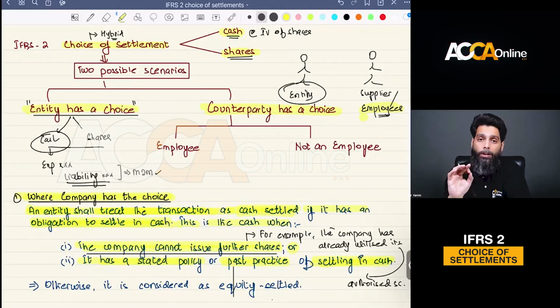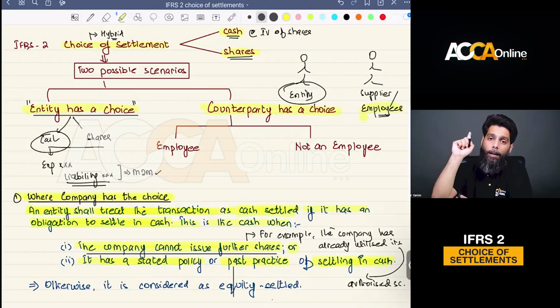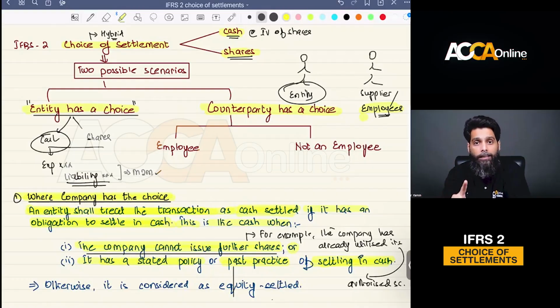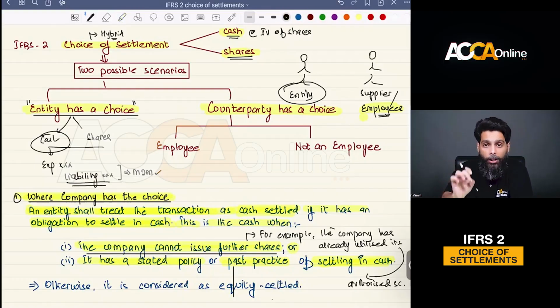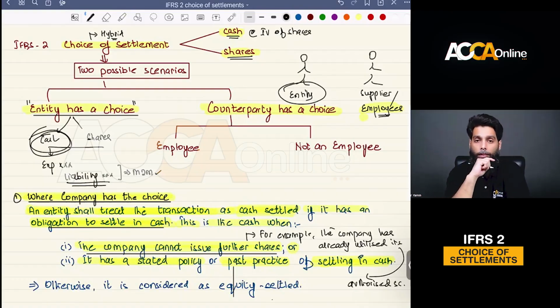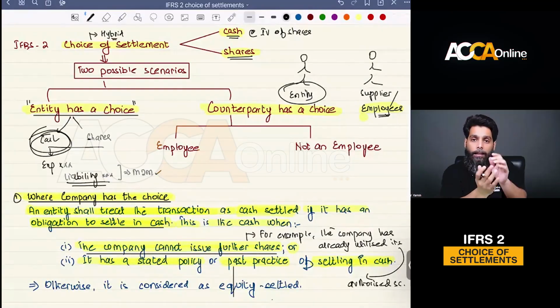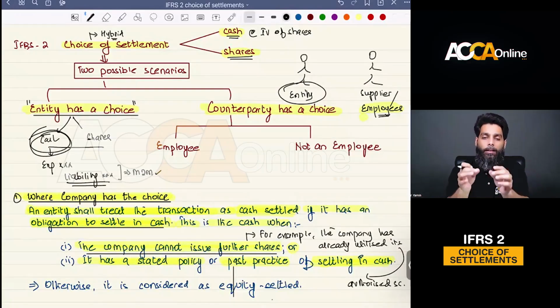IFRS 2 wants the accountant to look out for scenarios: can the entity issue further shares? Has the entity in the past always settled these types of transactions in the form of cash? If that is the scenario, then the entity is eventually obliged to settle this transaction in cash, and therefore the entity should account for this transaction as a cash settled share based payment, even though the legal reality is that you have given a hybrid instrument to the other party. But still, since the transaction will eventually be settled in cash, you should treat this as a cash settled share based payment since the beginning, since the grant date.